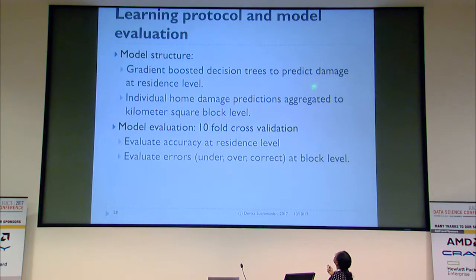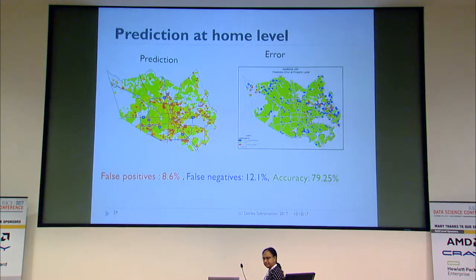Gradient boosted trees were the best. We tried many things. And we evaluated accuracy at both the residence level as well as at the block level. Here's our performance of the model at the individual home level with the boosted decision tree.